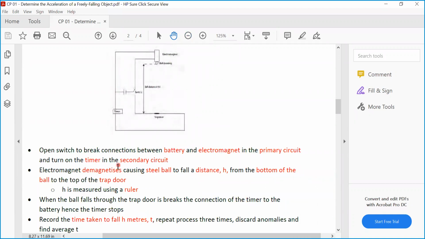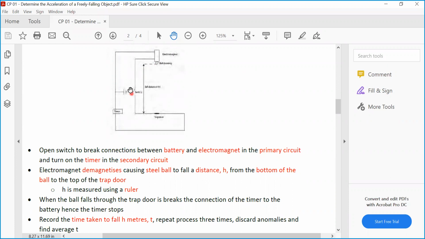Open switch to break connections between battery and electromagnet. We open, that means switch off, the primary circuit and turn on the timer in the secondary circuit. You know, when you switch this off, no current flows. When there is no current flow, the electromagnet stops. The magnet is not magnetised then. So the ball does not stick to it, it will fall.